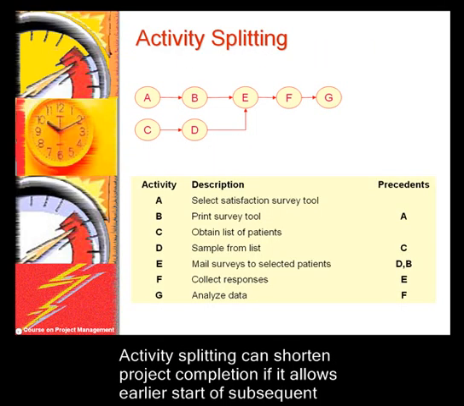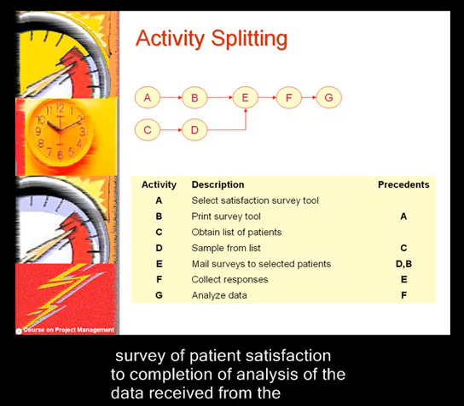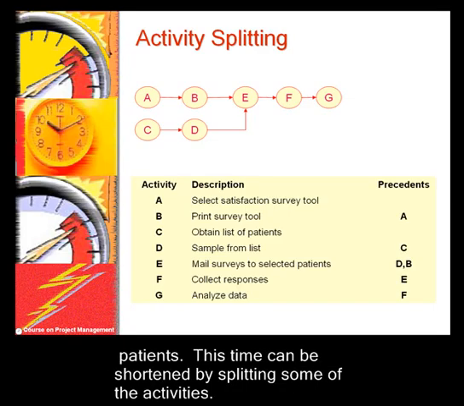Activity splitting can shorten project completion if it allows earlier start of subsequent activities. Recall from our previous example that it would take us 14 weeks from the start of a survey of patient satisfaction to completion of analysis of the data received from the patients. This time can be shortened by splitting some of the activities.